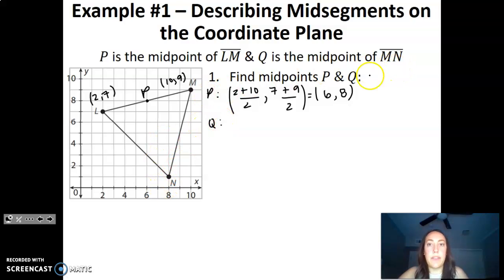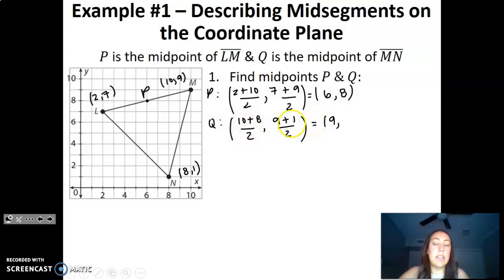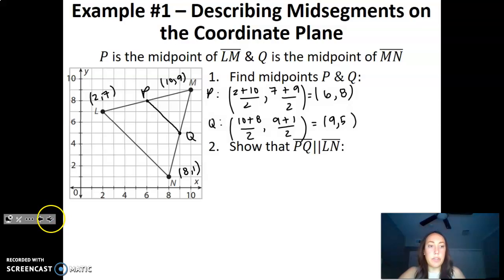Okay, we'll do the same for the other midpoint, Q. So that's the midpoint of MN. Point N is at 8, 1. So we'll average the x's, 10 and 8. And we'll average the y's, 9 and 1. So 18 over 2, that gives us 9, and then 10 over 2, that gives us 5. So 9, 5, which again, that looks like the midpoint, so that's point Q. And then we can go ahead and draw our midsegment. There it is.